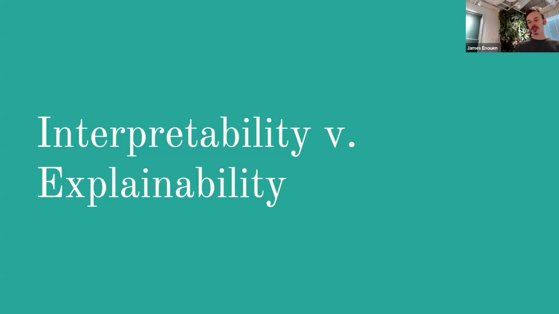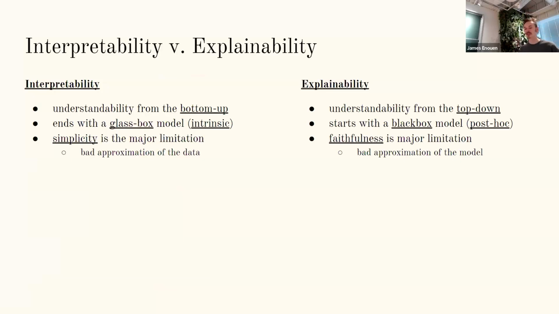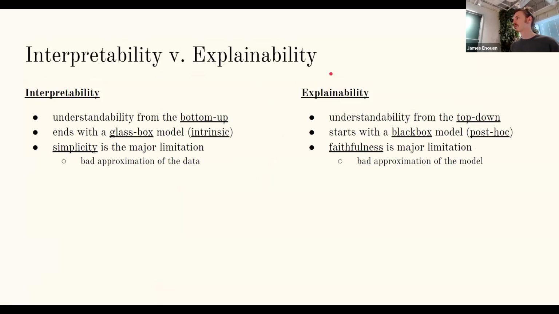Okay, so let's start with segmenting what the different sub areas of interpretability are, because for people outside the field, it's not so clear what these different terms mean, especially when they have such similar meanings. Interpretability tends to mean these days that you have understandability in your model from the bottom up. You always have a glass box model that you can understand, and there's something intrinsic about the model you're building where you can understand it the entire time.